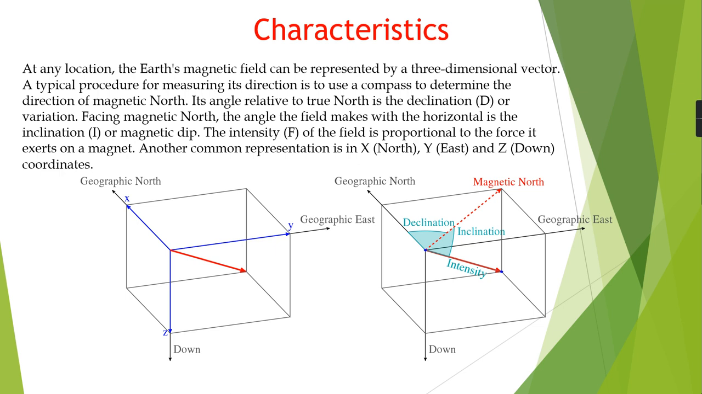Another common representation is in x, y, and z coordinates. This is the picture. Geographic north is x, geographic east is y, and geographic down is z.